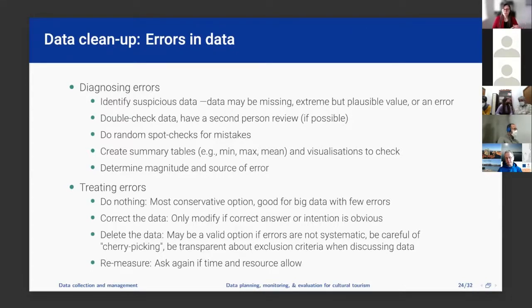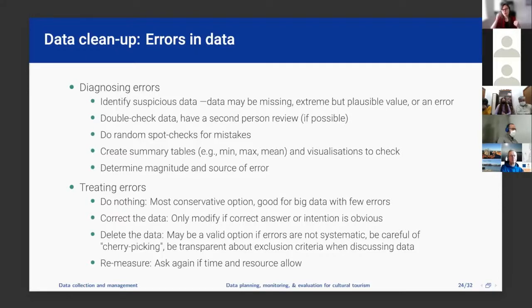When you're diagnosing errors, you always want to try to identify the magnitude of the errors and the source of the error. You have a few different options when you find mistakes in the data. For example, if you're taking surveys, it's really common if you have a written piece of paper and you're trying to manually enter that into Excel, it's really easy to make a mistake. So one option is to do nothing. It's the most conservative option, to just leave it there. It's usually not a problem if you have really big data with few errors, but if you have a smaller data set and there's a lot of errors, this is usually not a good option.